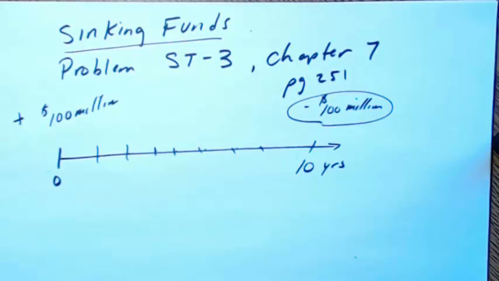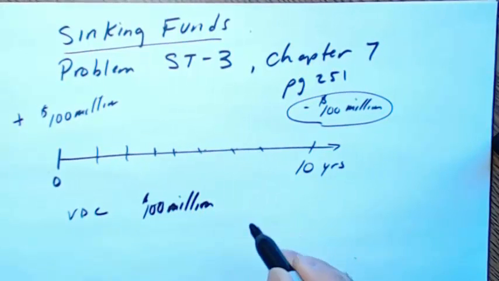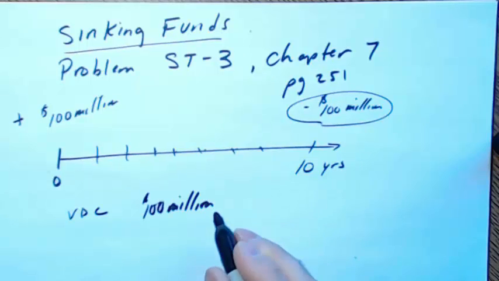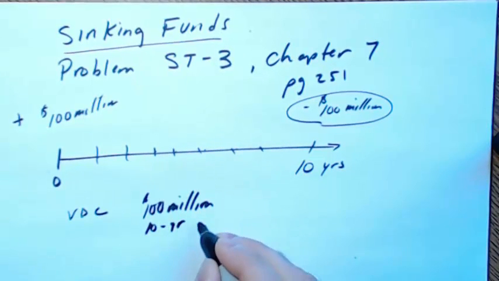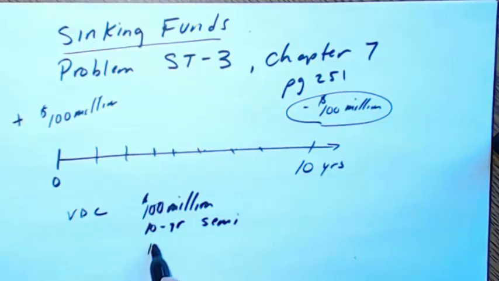So here's the problem. It says Vancouver Development Company, VDC, is planning to sell $100 million. Sometimes it's good just to write down the basics here, the numbers. $100 million of 10-year semi-annual bonds. Let's see. The bonds have 12% coupons, and that's on an annual basis.